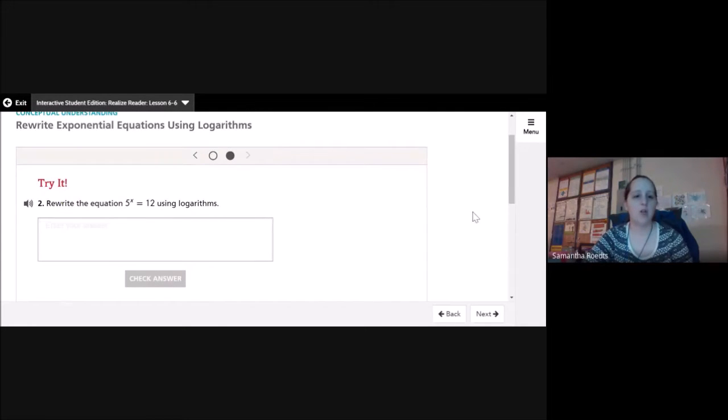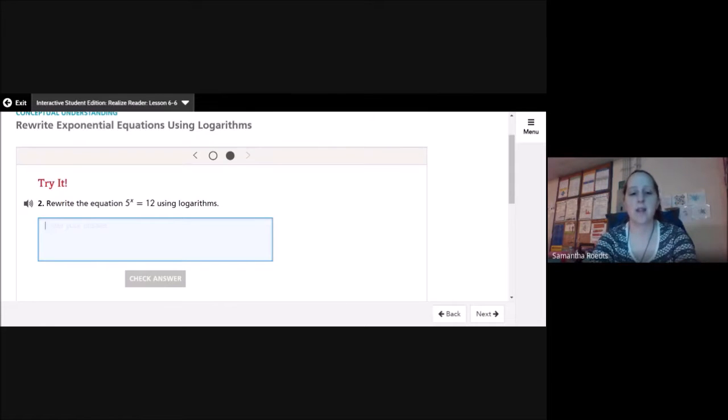All right, so let's try it. Rewrite the equation 5 to the x equals 12. Again, neither of these have the same base. There's nothing that I can do to 12 to get it to be 5, and nothing I can do to 5 to get it to be 12.